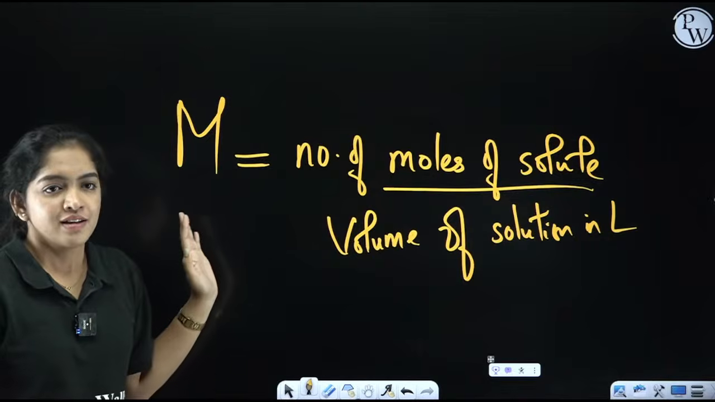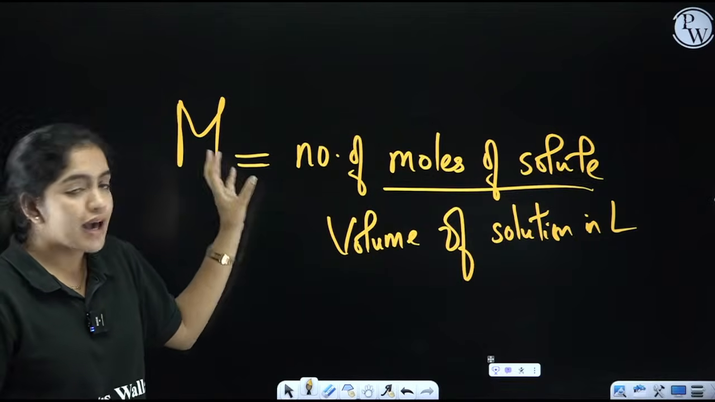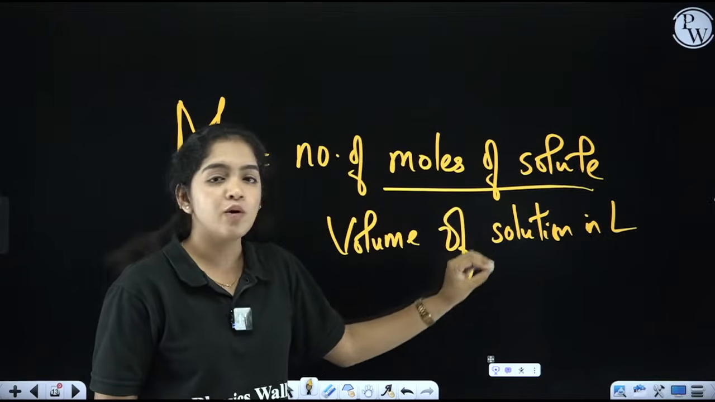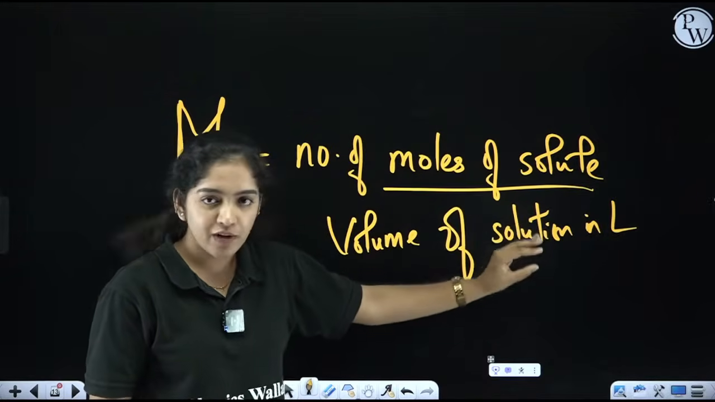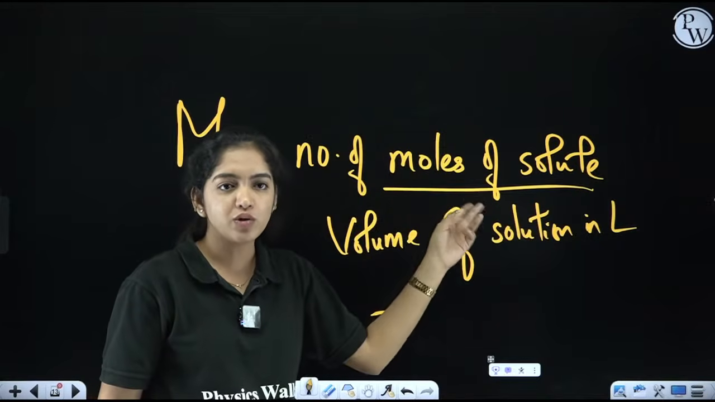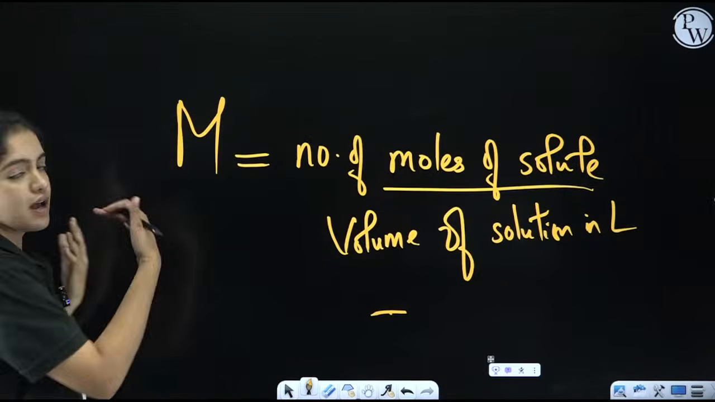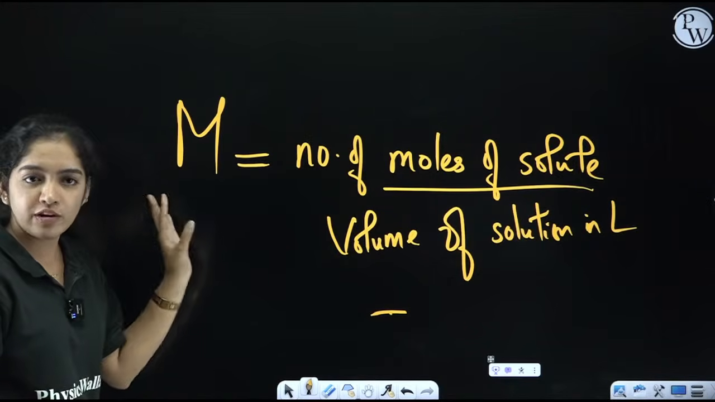Clear, right? So, what is the equation for molarity? Molarity is given by the equation: number of moles of the solute divided by volume of the solution in liter. So, first we want to calculate the number of moles, then convert the milliliter into liter, then substitute in this equation. And the unit will be mole per liter, capital M.